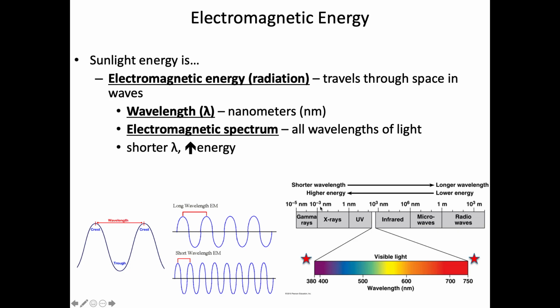Then we have the electromagnetic spectrum, which includes visible light. These are the wavelengths, the colors, that we can see, whereas other wavelengths we cannot see. We've heard of these wavelengths before, from radio waves all the way to gamma waves.